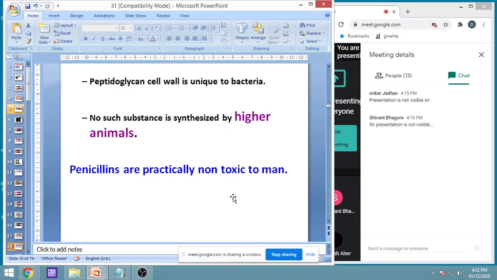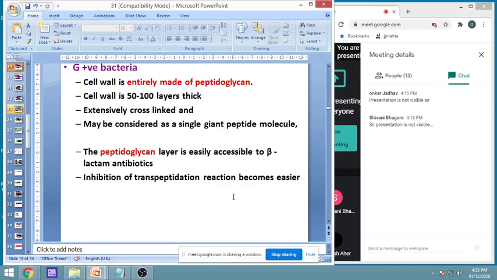Peptidoglycan cell wall is unique to bacteria. It is not at all present in human beings, and no such substance is synthesized by any higher animal, and because of that penicillins are practically non-toxic to man. In general pharmacology teaching, I used to tell that if we calculate the therapeutic index, it may be in hundreds or thousands. Any dose of penicillin can be given to a person, there is no problem, except we shall see what the exceptions are. The biggest thing is they are particularly more active in gram-positive bacteria.